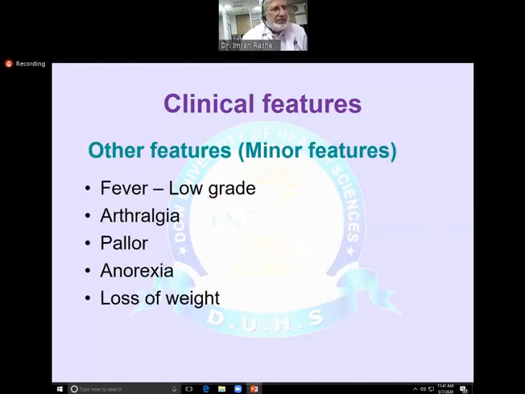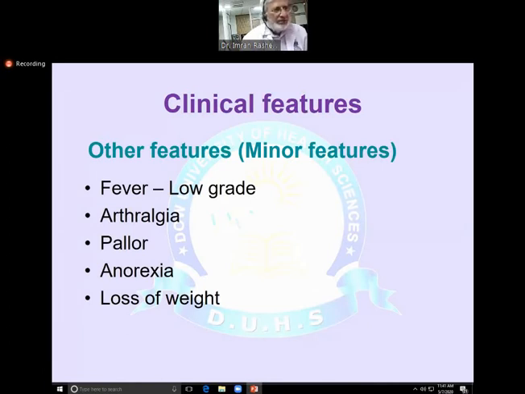Beside these major clinical features, there are certain minor clinical features. And what are those minor clinical features? Fever, low-grade fever. Second, arthralgia. That is, the patient is complaining of pain in the joints, but when you examine those joints, there is no redness, there is no swelling, and the patient is just complaining of pain. So you say it's arthralgia, but if there is redness, swelling, tenderness, then that indicates it's arthritis.